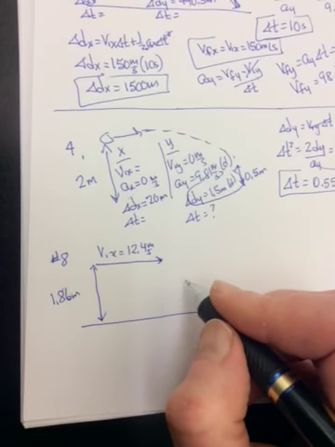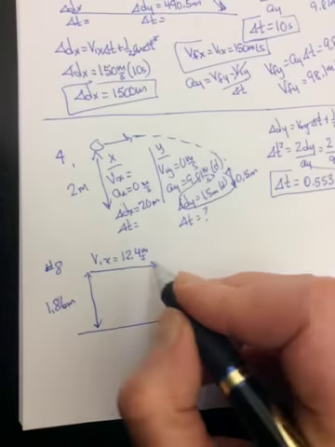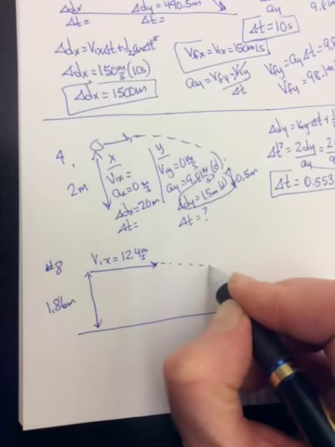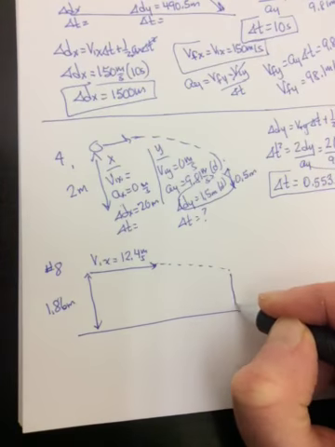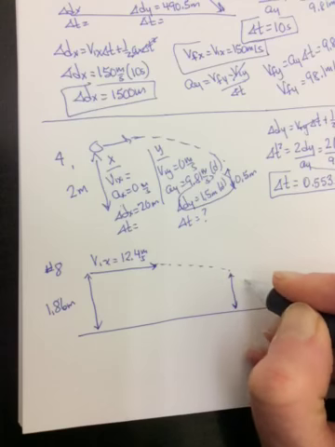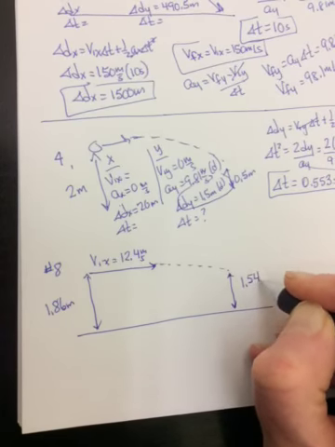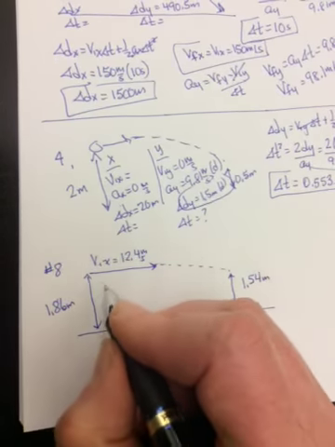When the dart hits the board, it's 1.54 meters. Okay, so it's fallen down some. This height is 1.54 meters. So it's very much like number 4.